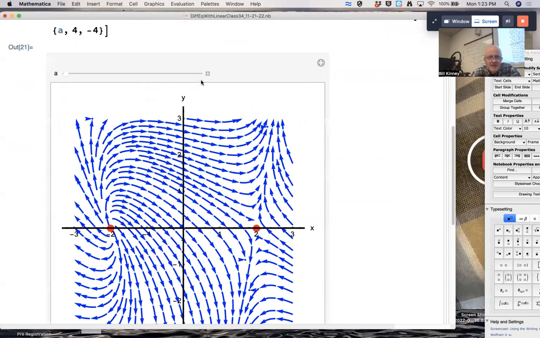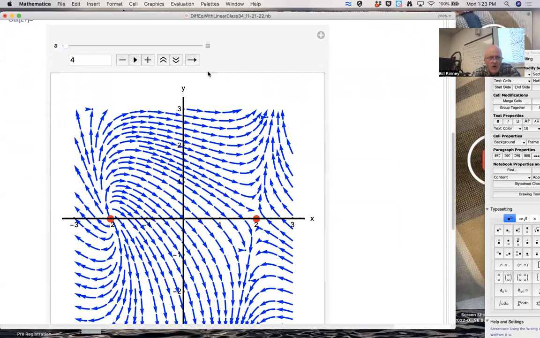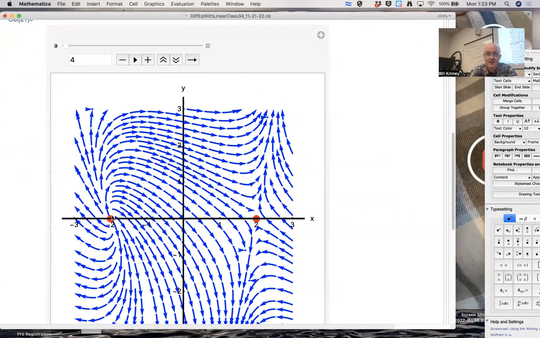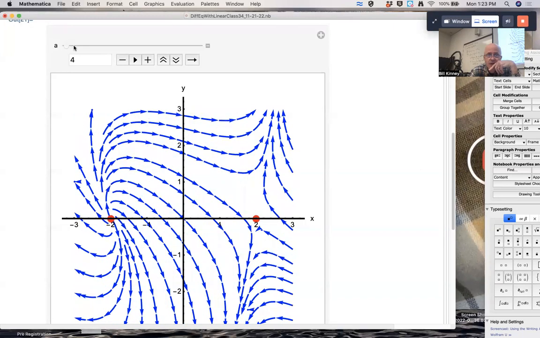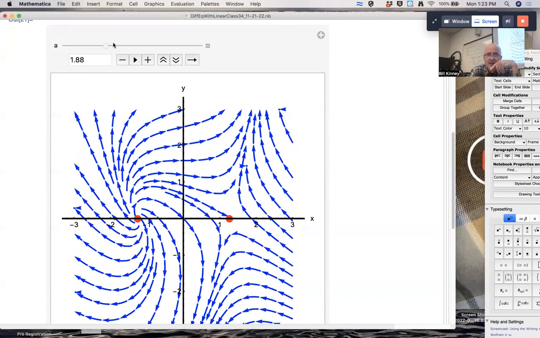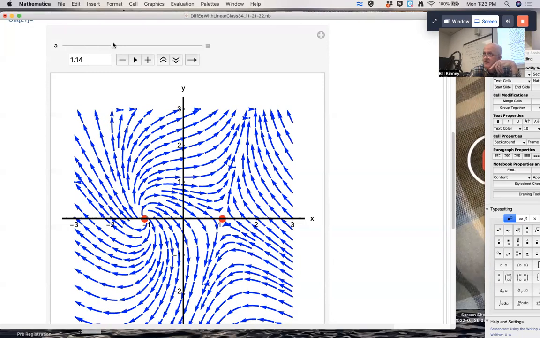So watch what happens as a decreases. So here a is 4, 2 equilibrium points. With a bigger value of a, I'm looking at this left one, it looks like maybe it's more likely to be a non-spiral source there, if a is big enough. As a decreases towards 0, like when it's 1, does it more clearly become a spiral source? It's looking more and more like a spiral source.